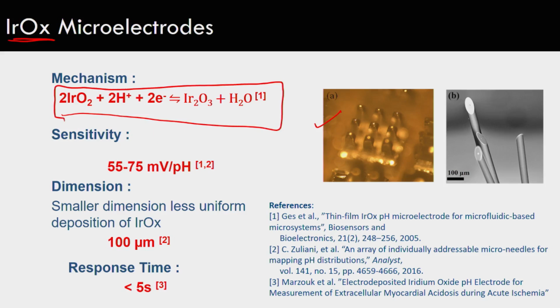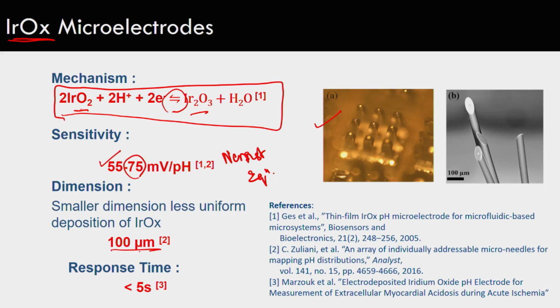This is a standard iridium oxide, iridium 3 to iridium 4. So there is a transition between different oxides of iridium, 4 to 3, 3 to 4. That is a redox. It's a reversible reaction, and the sensitivity is around 55 to 75 millivolt per pH. And this follows, as you all know, the Nernst equation. When it is 75 millivolt, we call it a super Nernstian response, a very highly sensitive device.